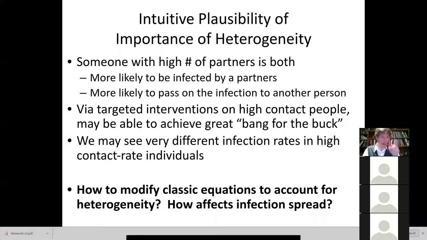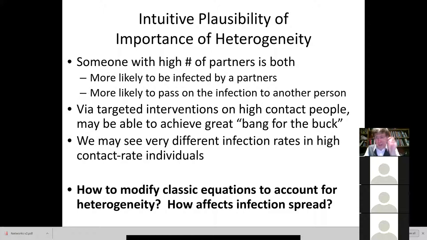If you think about it, in an infectious disease context, they're much more likely to get infected in the first place. They can get infected through anyone around them, right? And so they're kind of like a magnet for getting infected. But they're also disproportionately important in disseminating that infection to others. If they get infected, they could spread it to a huge number of different people.